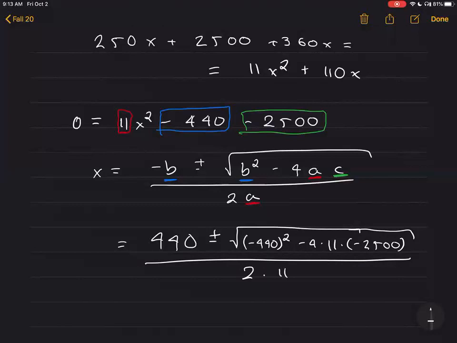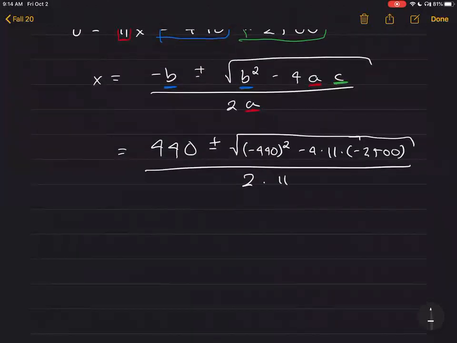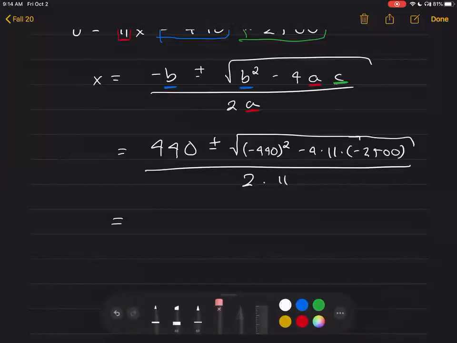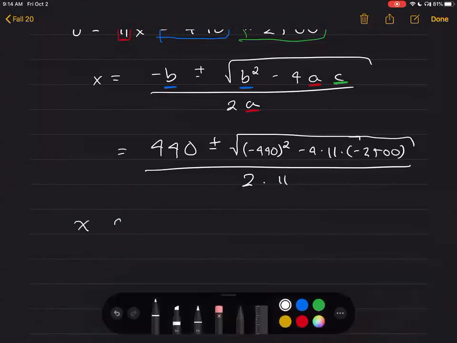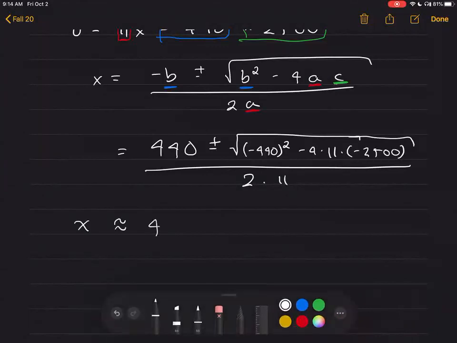And this is still pretty gross. For this problem, I recommend just plugging it into a calculator. But don't worry, on your exam you won't need to use a calculator if you need to use the quadratic formula. So don't worry too much about it. But eventually, you get that x is approximately 45 miles per hour, or x is approximately negative 5 miles per hour. There's an or because there's a plus or minus here.